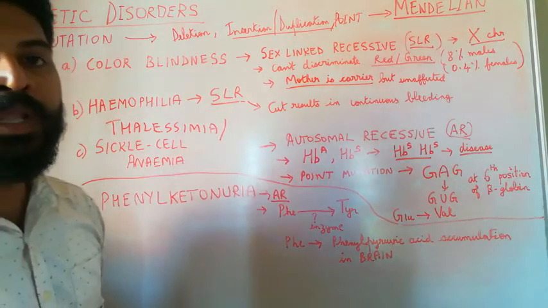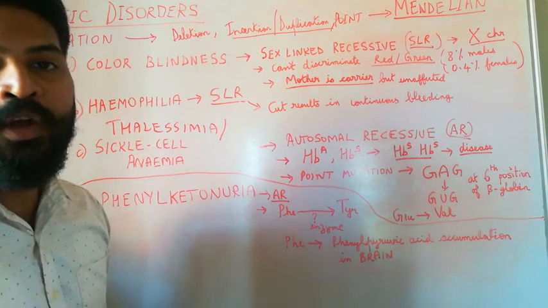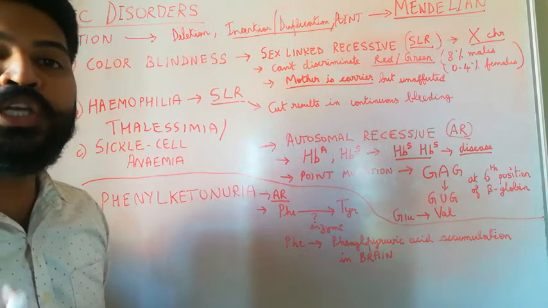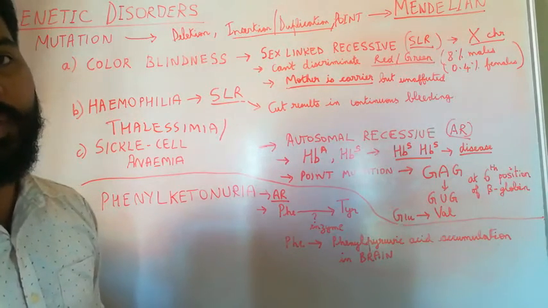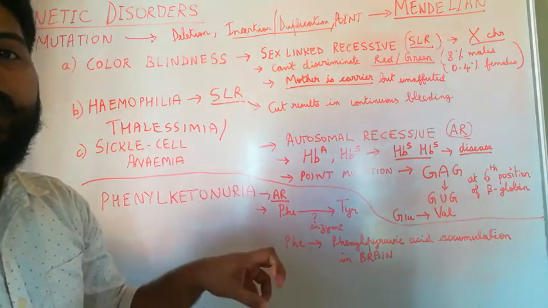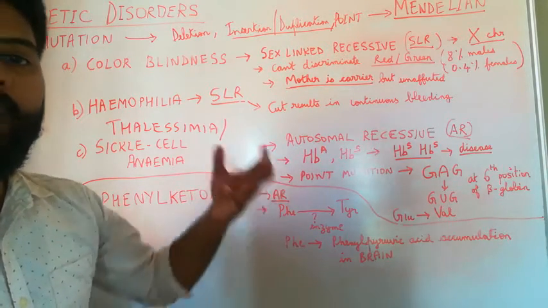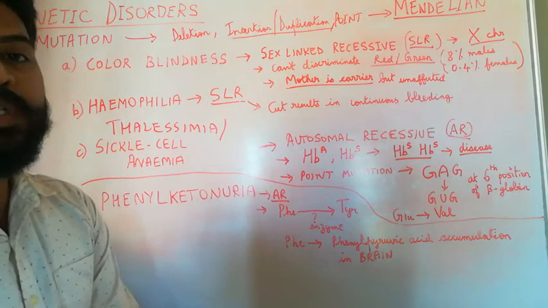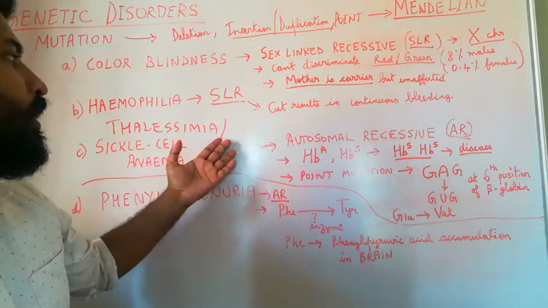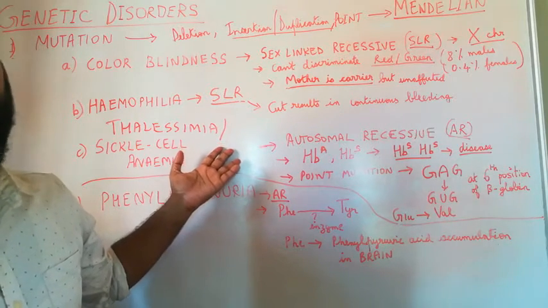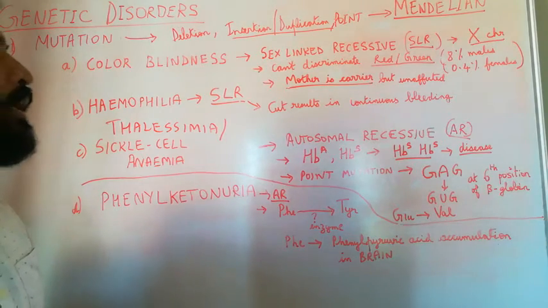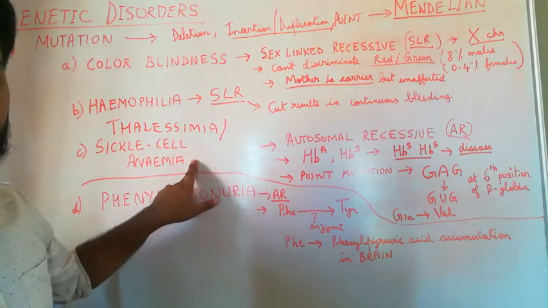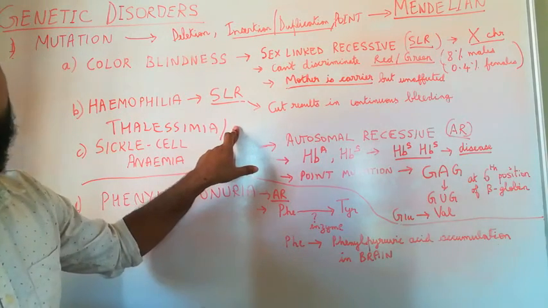Whereas in thalassemia, the number of alpha chains or beta chains produced is less due to a change in the genes controlling the production of alpha globin and beta globin. So the hemoglobin contains a lesser number of alpha globin chains or beta globin chains. Because of this, the binding of oxygen to hemoglobin is reduced. One of the classic symptoms of thalassemia is once again anemia. So individuals are anemic. That is the difference between thalassemia and sickle cell anemia: here the RBC shape is changed into sickle cell, whereas here the production of globin chain is affected.